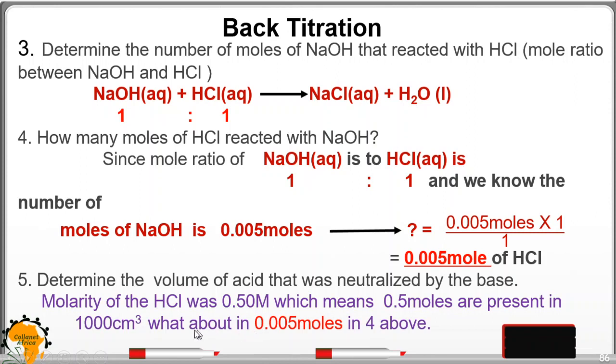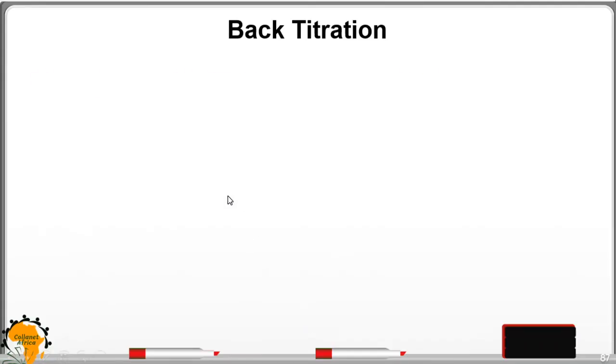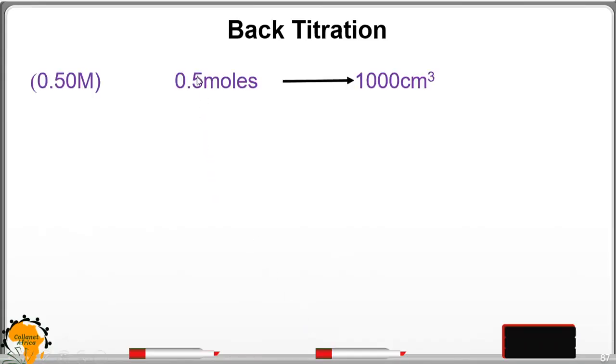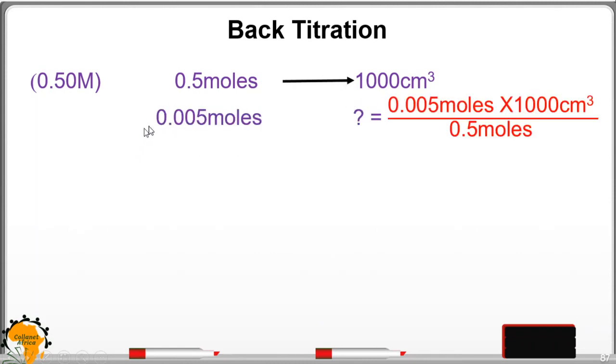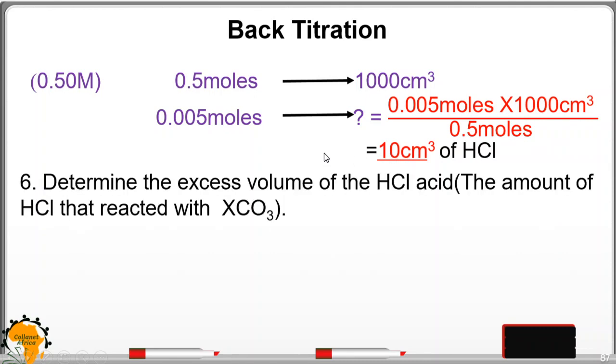So what about in 0.005 moles? So when you do that calculation, 0.5, that's the molarity, and we have the number of moles, then the volume that reacted was 10 centimeters cubed of HCl. So this is a volume that reacted with the sodium hydroxide, and you are going to notice that this is the number it reacted with the sodium hydroxide.